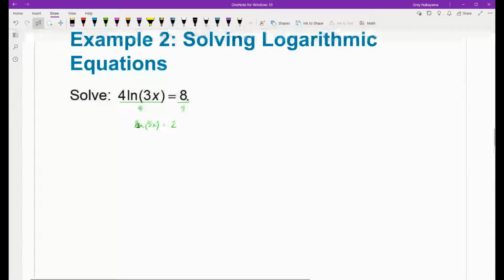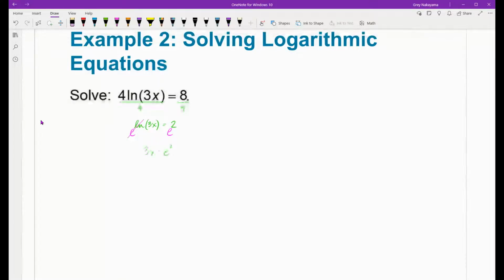So what is the base of this function, ln? Well, the base of ln is e. So I'm going to exponentiate with a base of e. And when you do, these are inverses of each other. It's really important for you to see that. So e to the ln of 3x equals 3x.